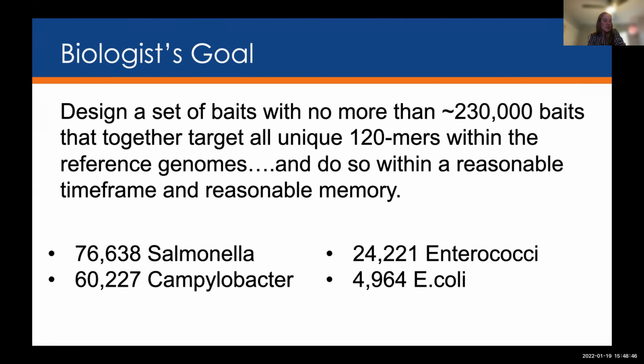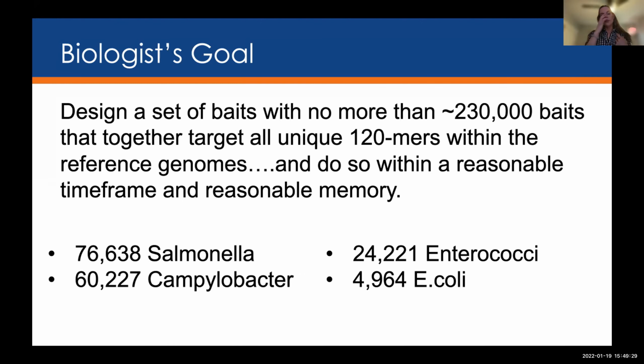Now, the genomes that my biology collaborators were interested in are the following. We have around 76,000 Salmonella genomes, approximately 60,000 Campylobacter genomes, and so forth. So we have these sets of thousands of bacterial genomes. And what they actually want is a bait set that is going to enrich for all of these genomes. They don't want four different bait sets, but one bait set that is going to enrich for all these genomes.